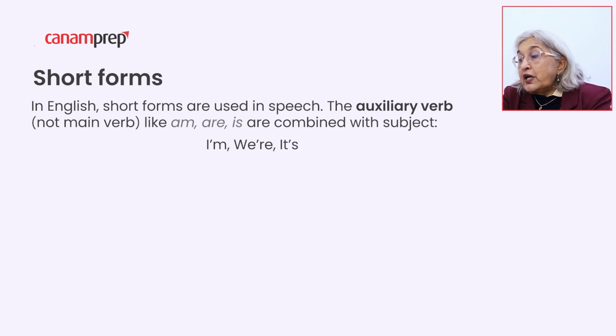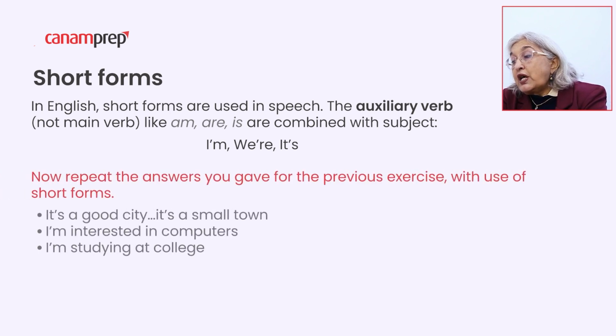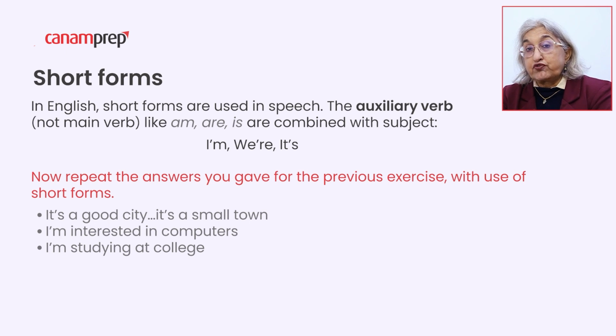So here then I would ask you to go back again to the answers you gave to the previous exercise. You remember that we had this exercise on describing your town or city or your studies. So here, go back to that again. Repeat those sentences by using short forms. So now you're taking all these things together. You are taking the prepositions, you are taking the subject-verb agreement, and you are using the short forms in your speech.